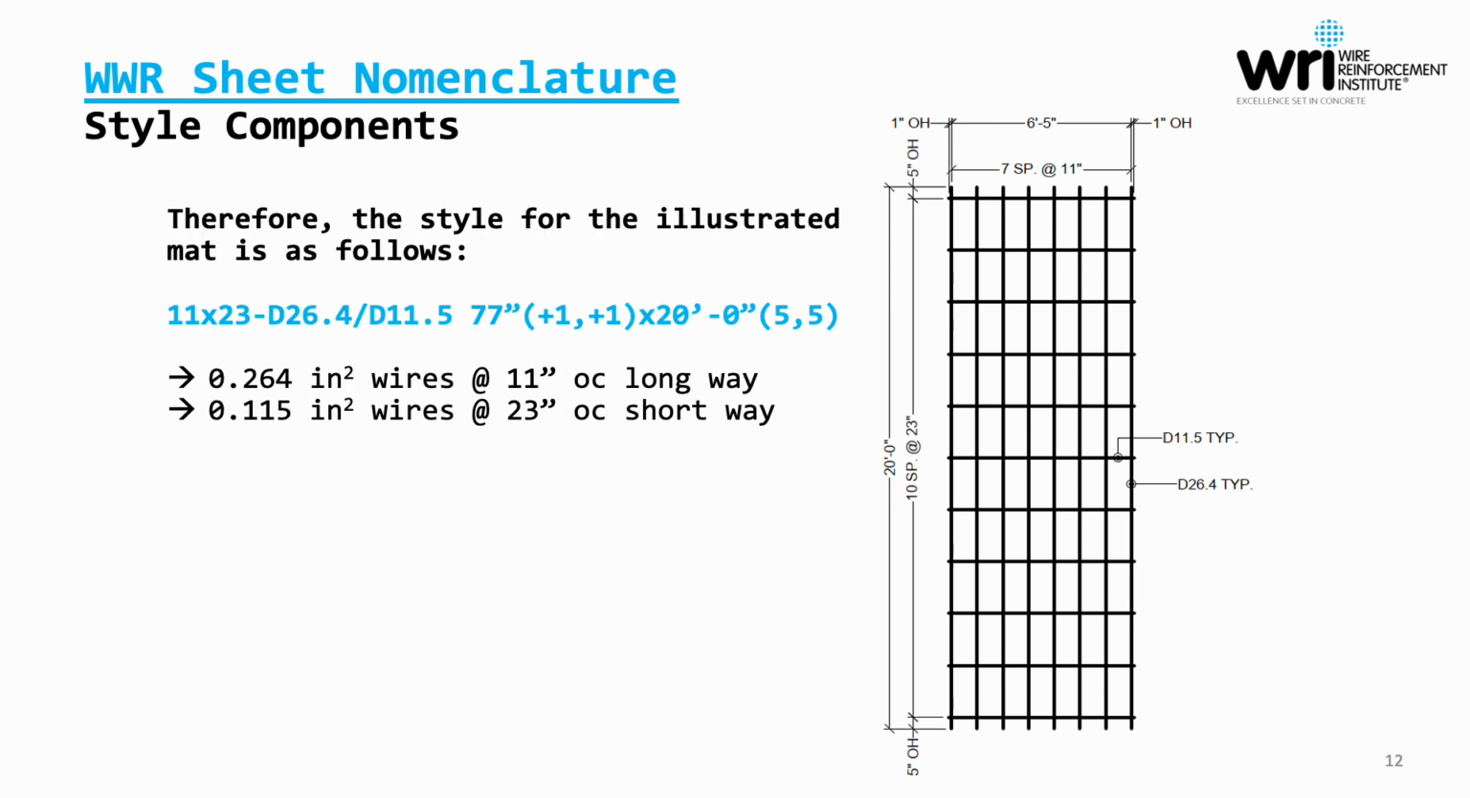So in the end, the style for the illustrated mat is as follows. We have 11 by 23. Again, those are spacings. We have D26.4 over D11.5. Those are the wire sizes. We have a 77-inch width from outermost line wire to line wire, and a +1 overhang beyond those line wires to the outside. Then we have a 20-foot overall length with a 5 and 5 overhang inclusive.